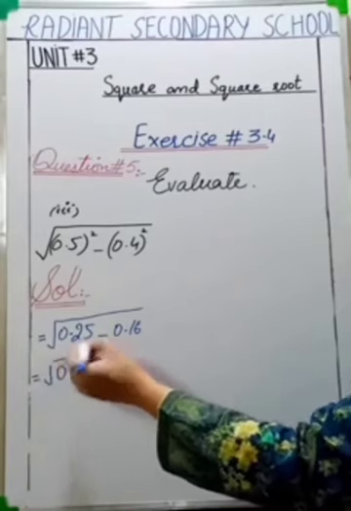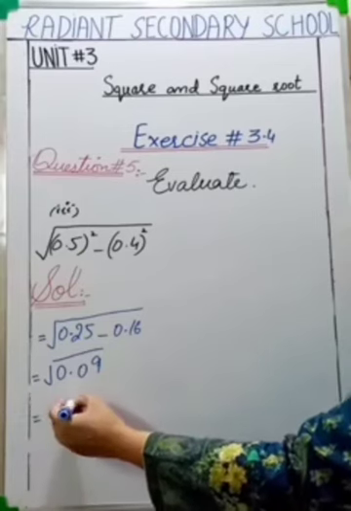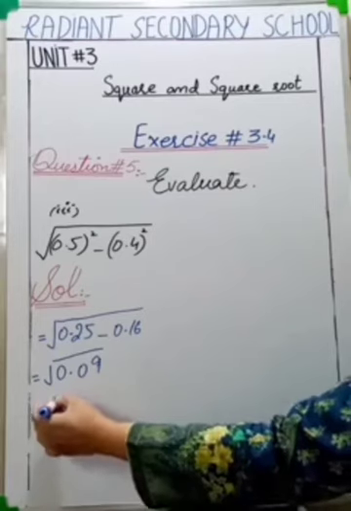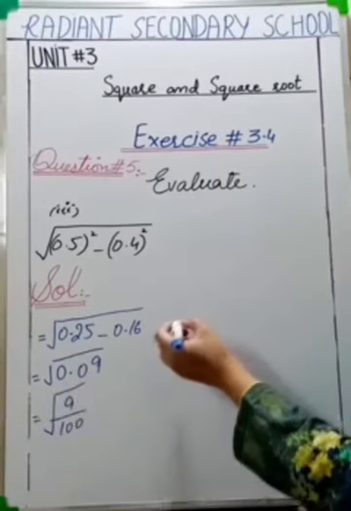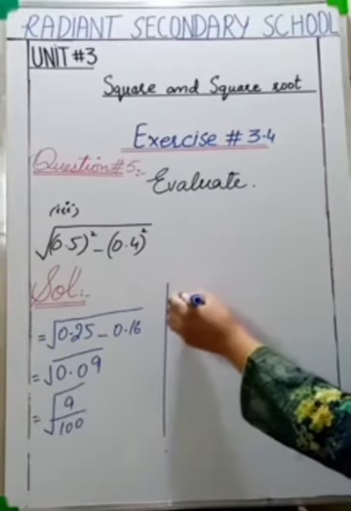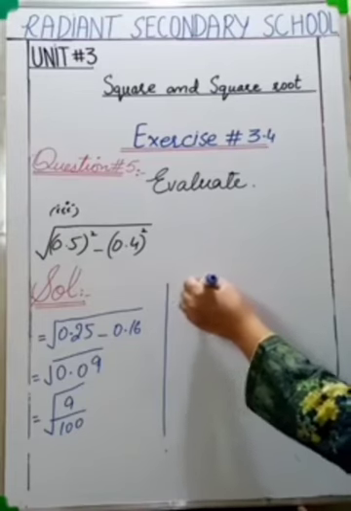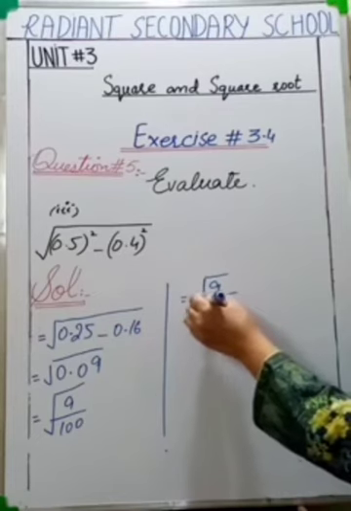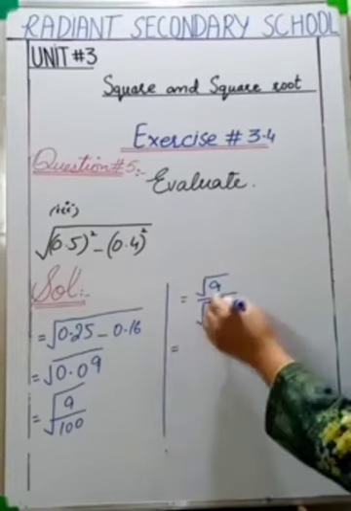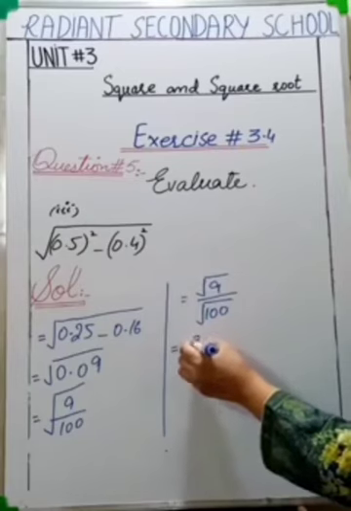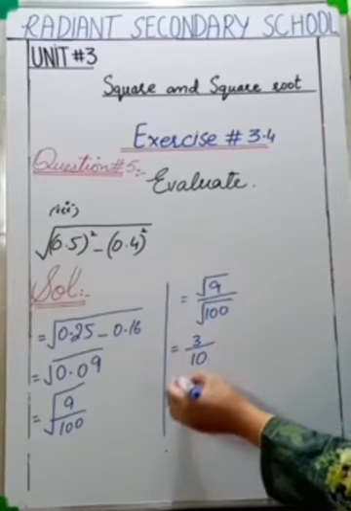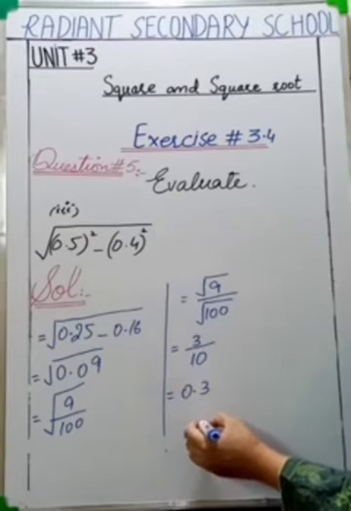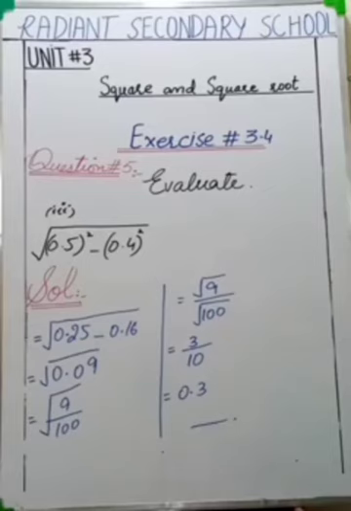0.09 under root. Now convert the number into fraction, 9 over 100, and find the square root of both numbers. 9 under root over 100 under root equal to 9 is square of 3 and 100 is square of 10. So when I divide 3 by 10, my answer will be 0.3.